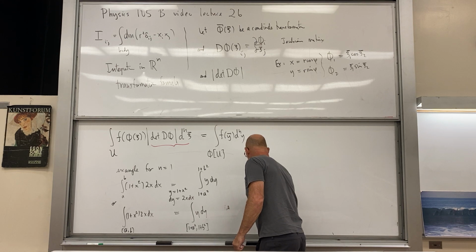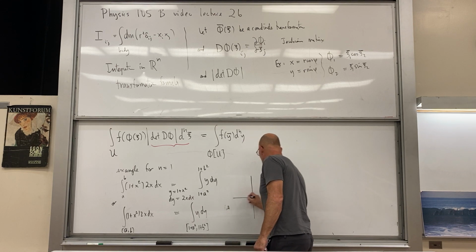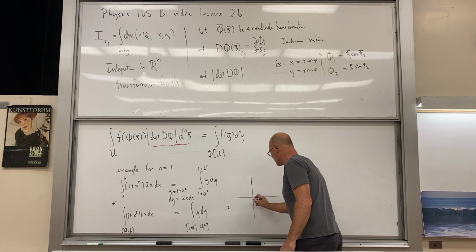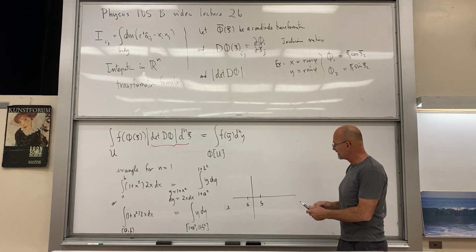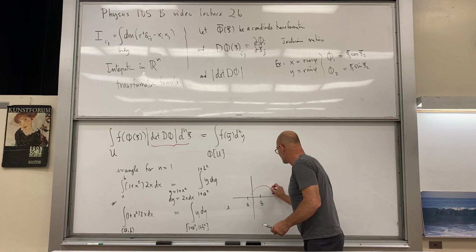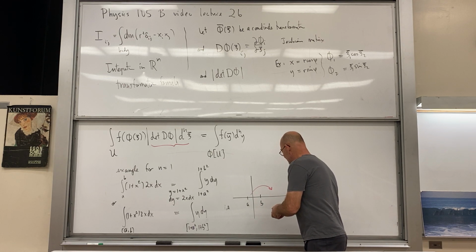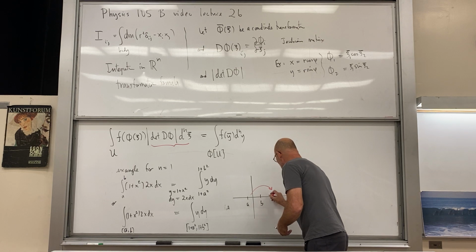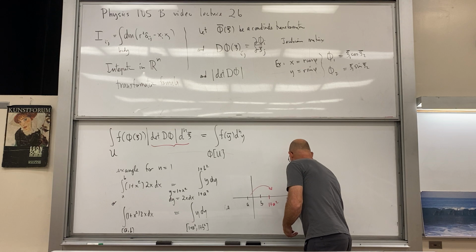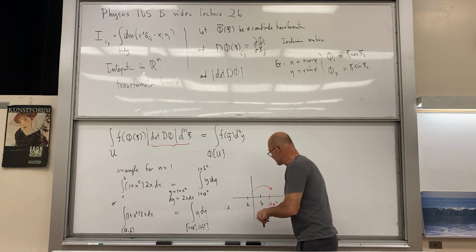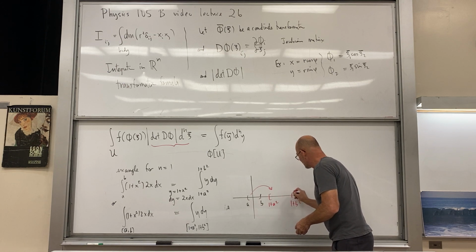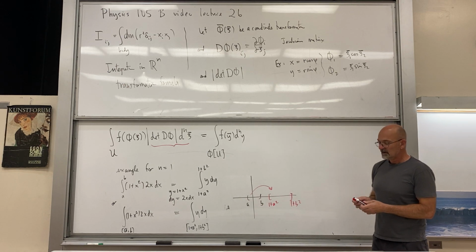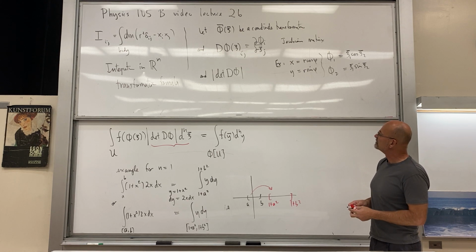which would have been, just for the sake of argument, here's the origin. I've got a to b here, and then say that maps onto 1 plus a squared, 1 plus b squared, just for the sake of argument. Okay, so there's an interval here, and it maps onto this one. Okay, so that's what these things mean here.